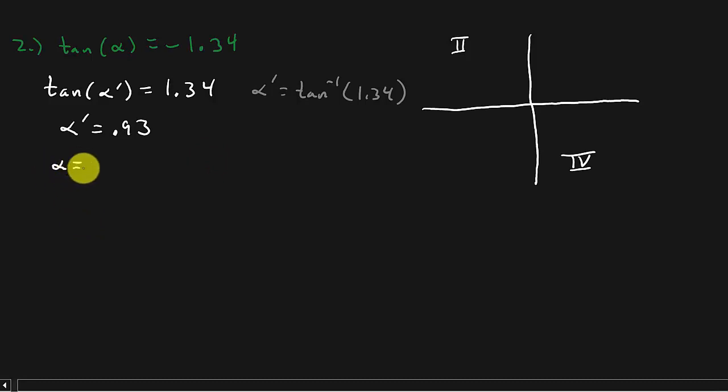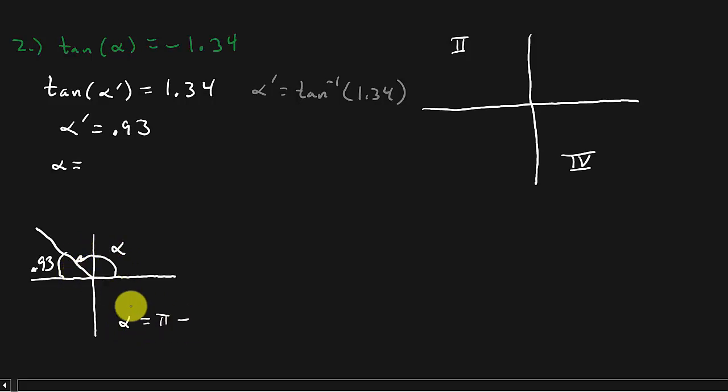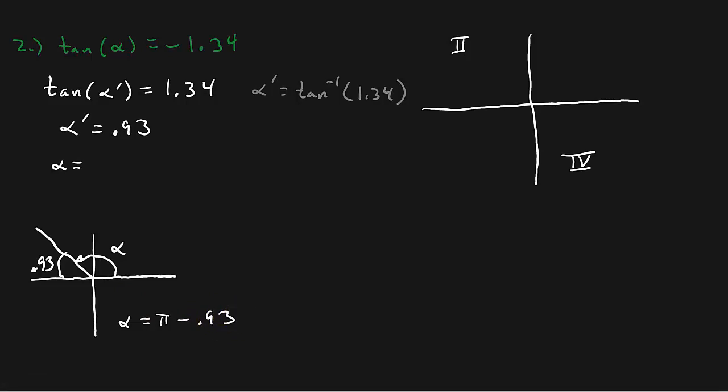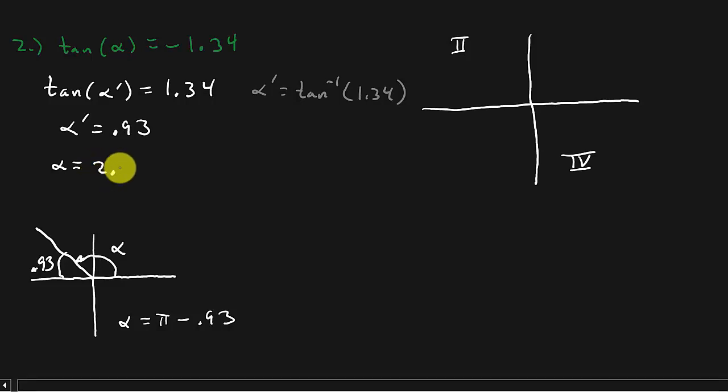So we're going to get alpha is equal to, all right, so let's find the second quadrant angle. So there's alpha. Here's our reference angle, 0.93. So alpha is going to be what? Pi minus 0.93. All right, so let's put this in the calculator. So pi minus 0.93, that is 2.21. That's my second quadrant angle, 2.21 radians.